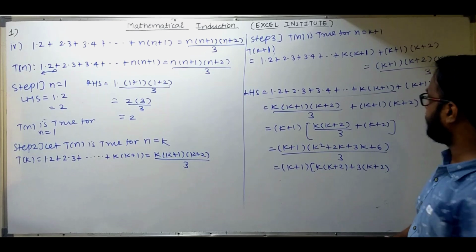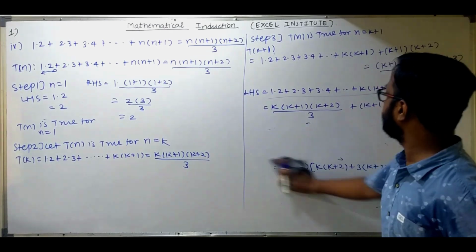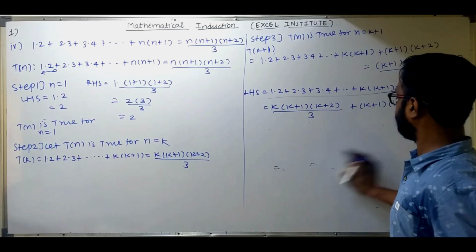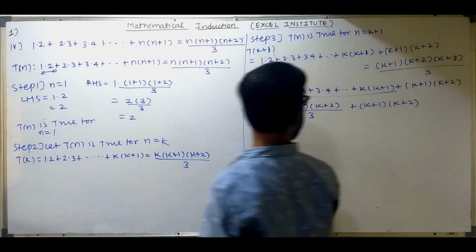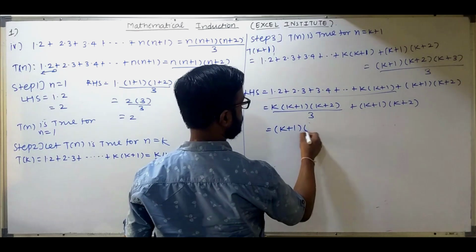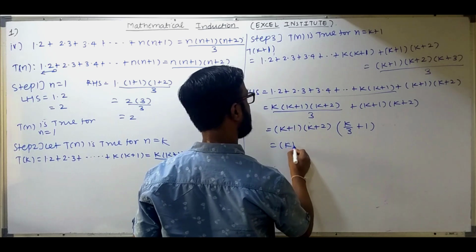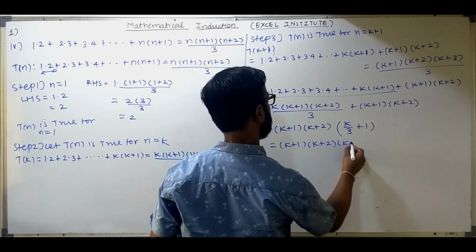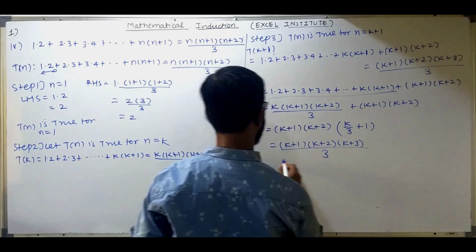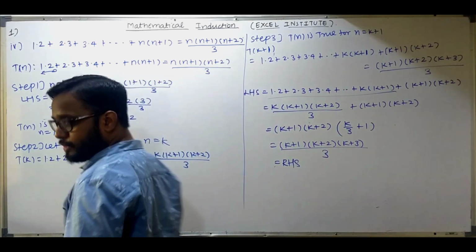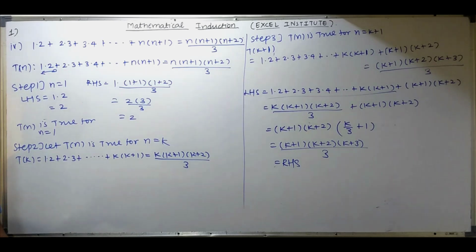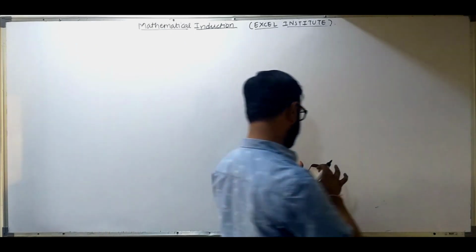Actually we could have done this directly, there is no need. We can take k plus 1 into k plus 2 common directly. So what is left is k by 3 plus 1. So that is k plus 1, k plus 2, k plus 3 by 3, which is equal to RHS. Hence, by the principle of mathematical induction, T of n is true for all n belonging to capital N. Is this clear to everyone, beta? Understood? Good. Now let's do the next question.